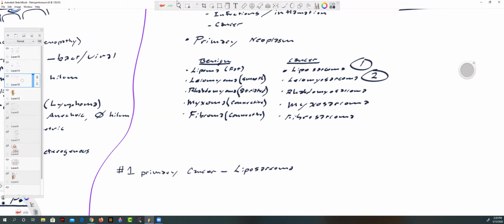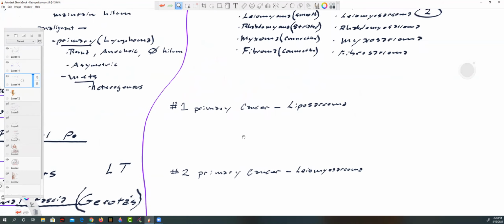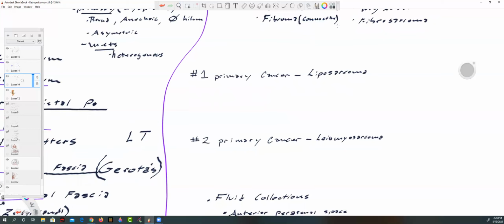So of all the primary cancers, these are not including metastases, 95% are the liposarcomas. These tend to be slow growth. So not all cancers actually kill you. Some of them grow so slowly that given enough time they'll kill you, but they're so slow that you might die of something else first. Let's say growing for decades, mass effect, not infiltrating.